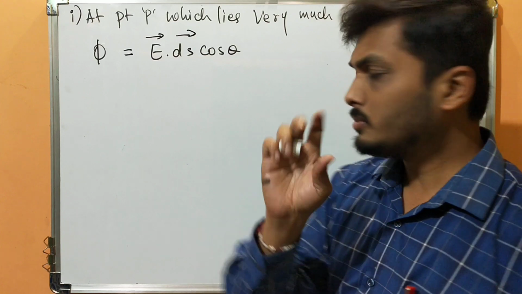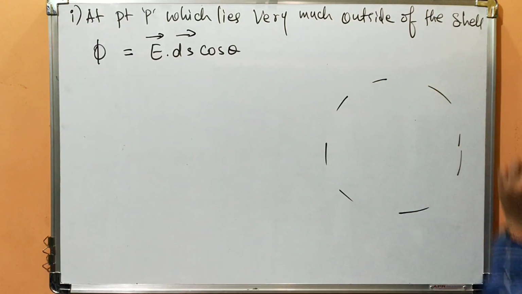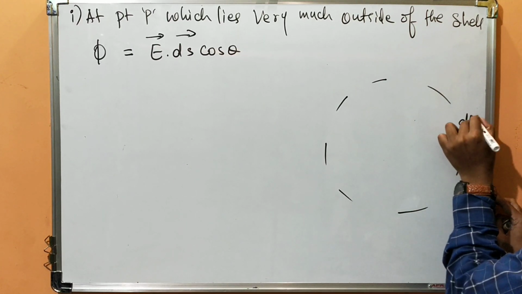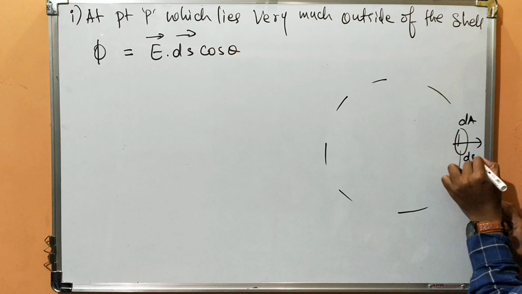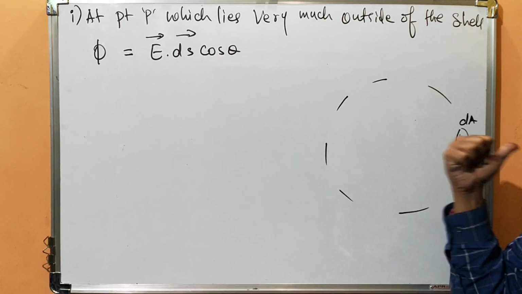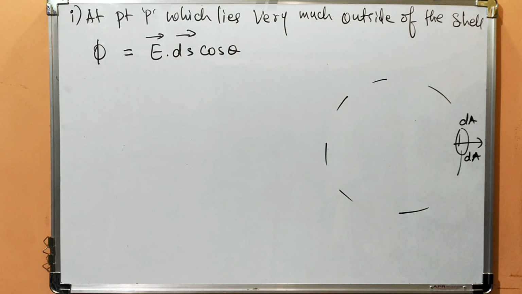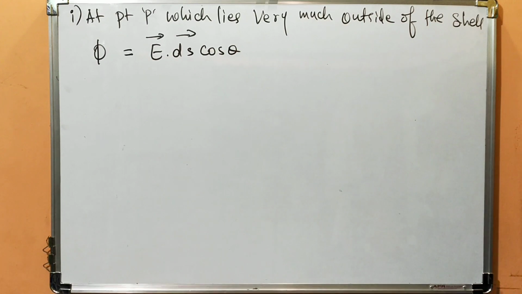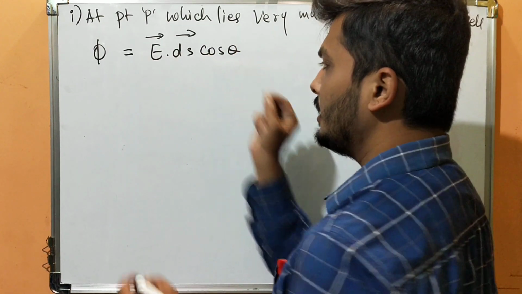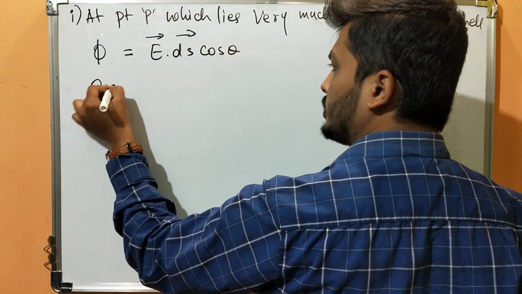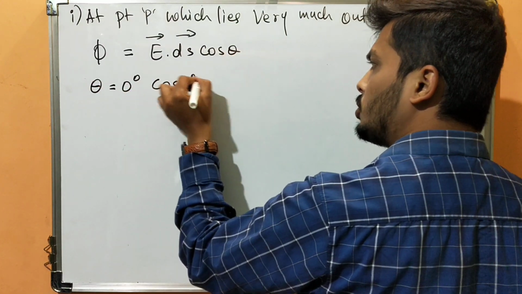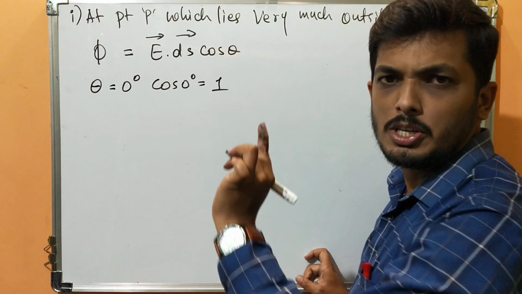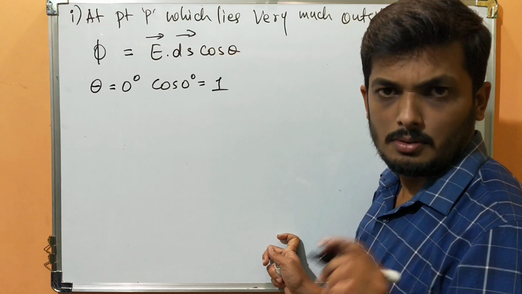Same thing with the imaginary shell. We took a small portion having cross-sectional area dA, so dA is its area vector, and the electric field was directed radially outward. Same condition which we followed in the first case. Again, the area vector and electric field are in the same direction, so theta is 0 degrees and cos 0 degrees equals 1. I think most of you have understood this concept, especially if you have seen the previous video.